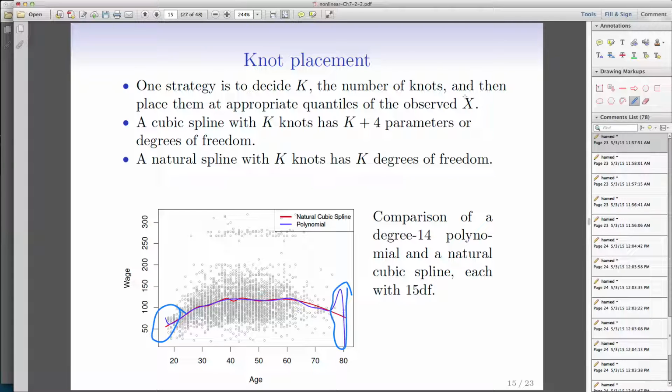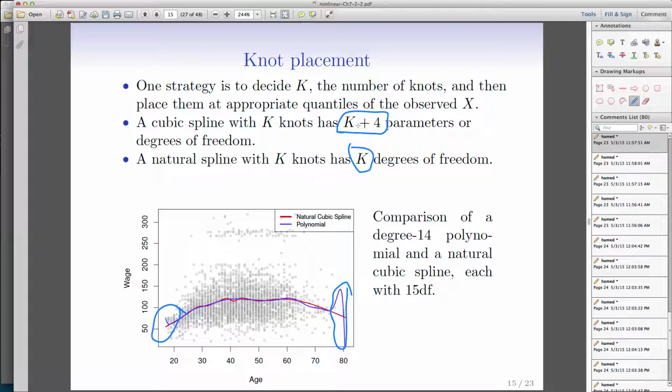Another thing that I want to emphasize again is that if you have k knots in cubic splines, you use k plus 4 degrees of freedom. In natural splines, we only use k degrees of freedom. So if you have, in the previous example where we had wage, 3 knots, then you would have 3 degrees of freedom for natural splines, but 7 for cubic splines.